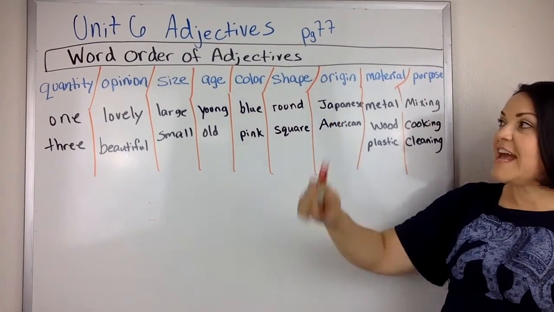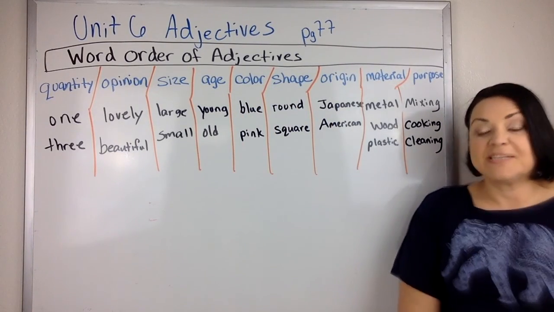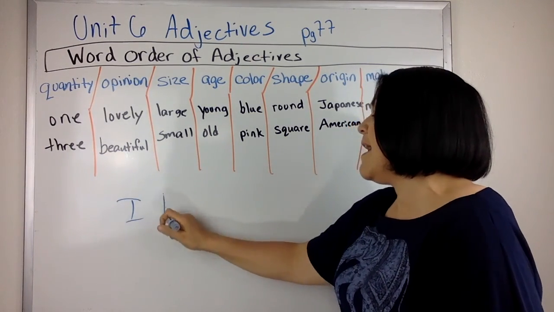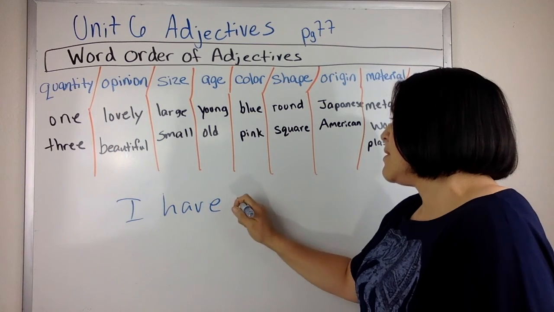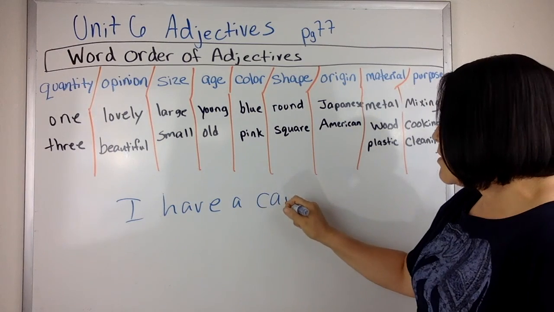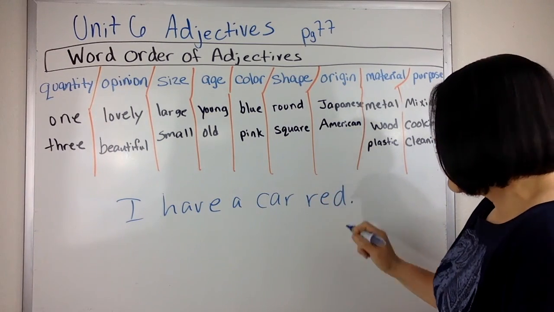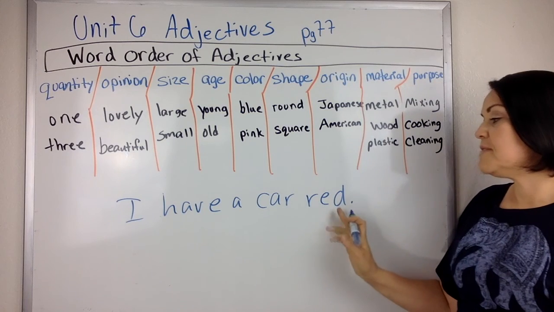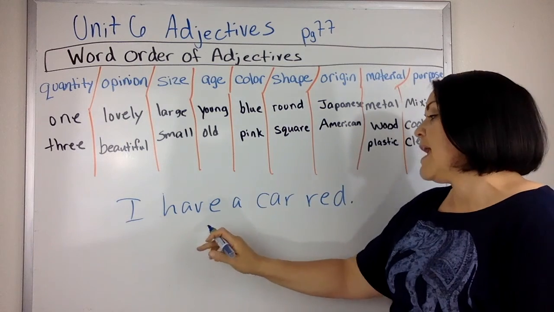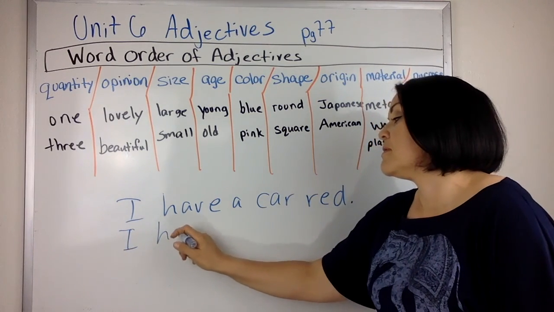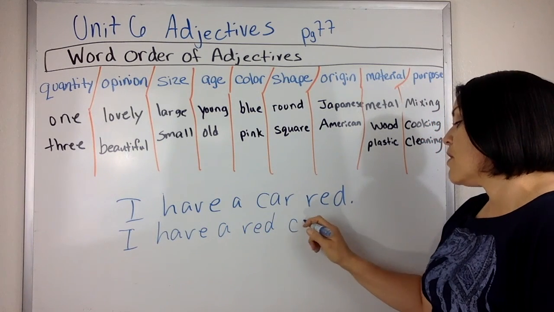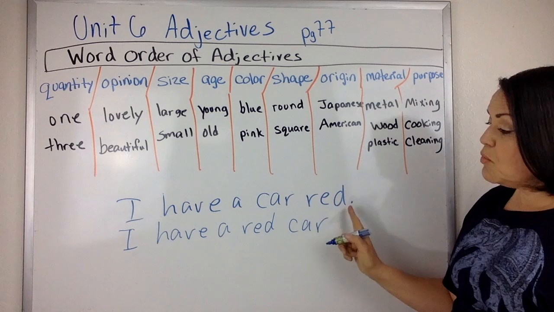Okay, class, we're on adjectives, and we're going to talk about common mistakes with adjectives. The example they have in the book is, I have a car red. So when we use adjectives, the adjective must come before the noun. So it would have to be, I have a red car. Because it's telling you what kind of car.